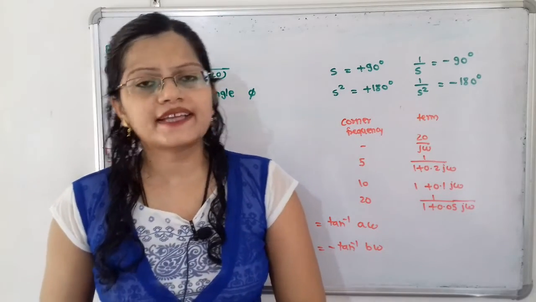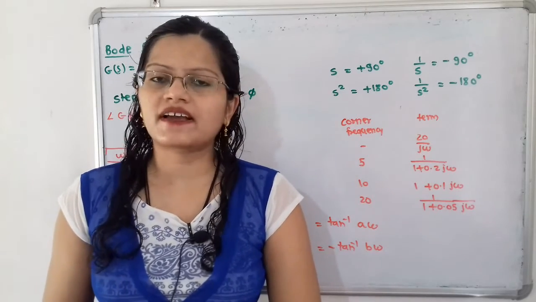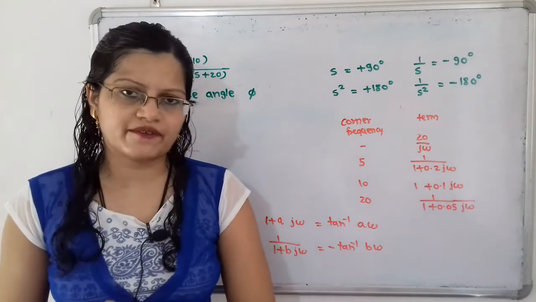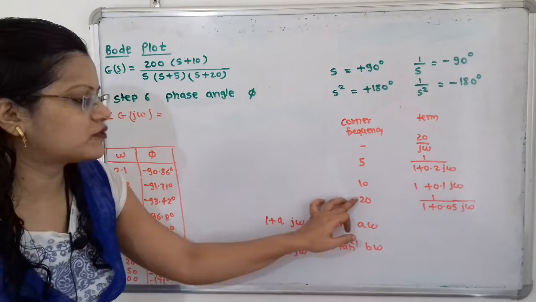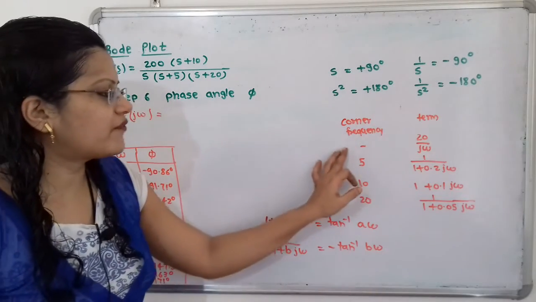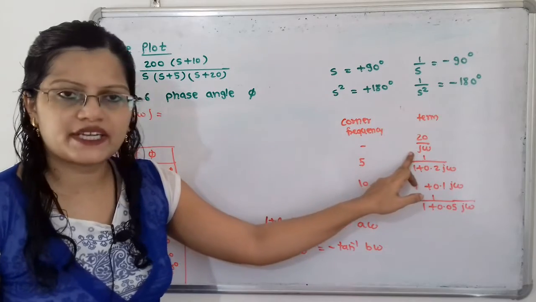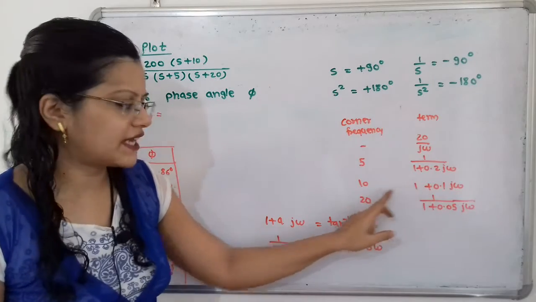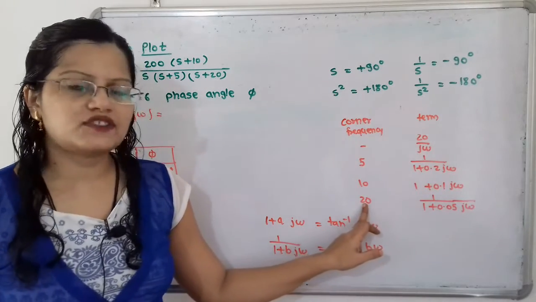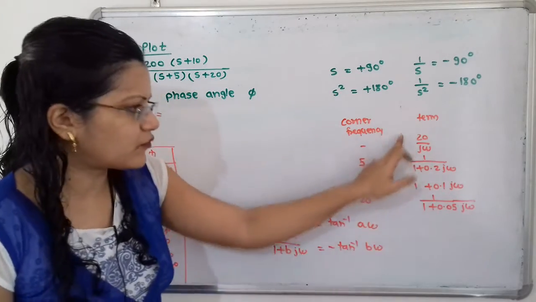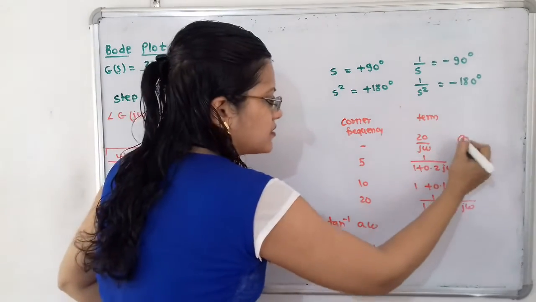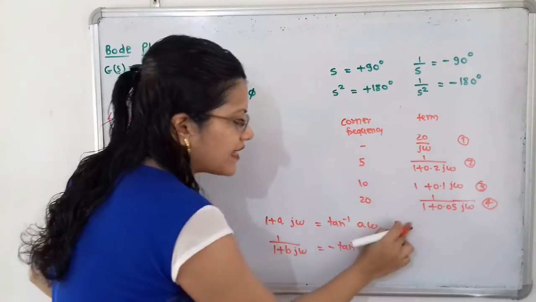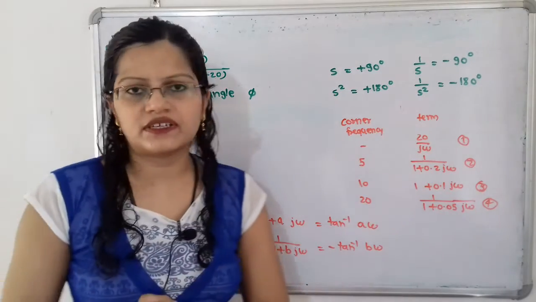Now we will move to the next step, that is the calculation of phase angle phi. For that we have to arrange the terms according to the corner frequencies, from the lowest corner frequency to the highest corner frequency. So for the first term, which has no corner frequency, 20 by j omega. Second term, corner frequency 5. Third term, corner frequency 10, and the last term, for the highest corner frequency, 20. So these are the terms that we have to arrange. I will say this is the first term, second term, third term and fourth term. Now we will decide how to select the phase angle phi for each and every term.